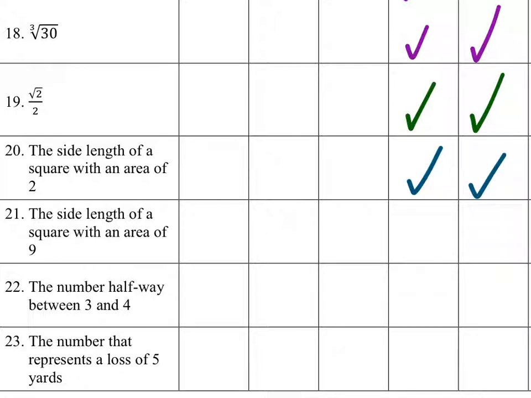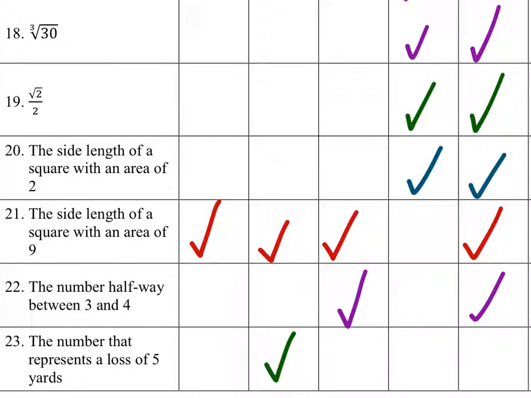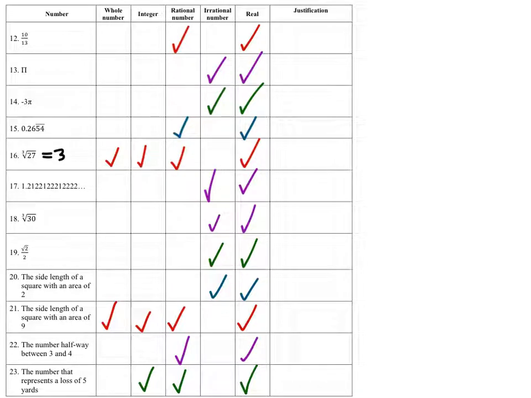The side length of a square with an area of 9, that would give us a length of 3, so that now is whole, integer, rational, and real. The number halfway between 3 and 4, which would be 3.5, that is rational and real. The number that represents a loss of 5, that would be negative 5, so that is an integer, which is rational and real. All right, that is the chart right there.